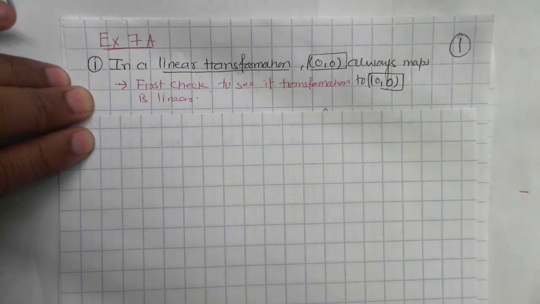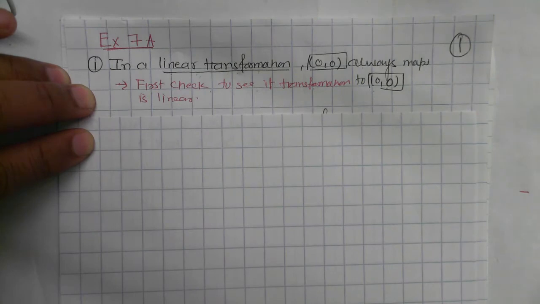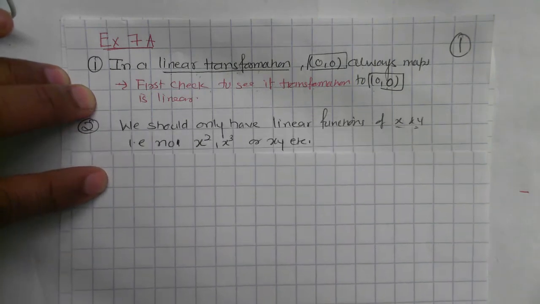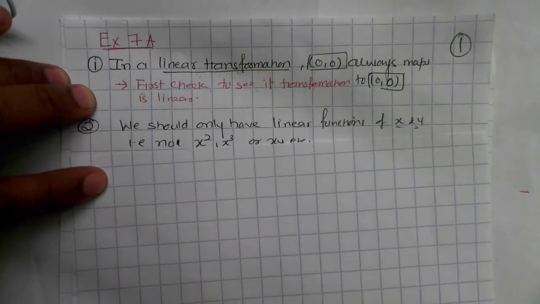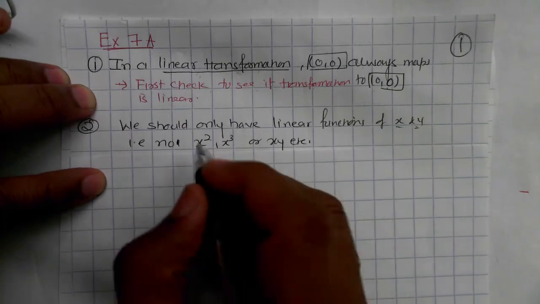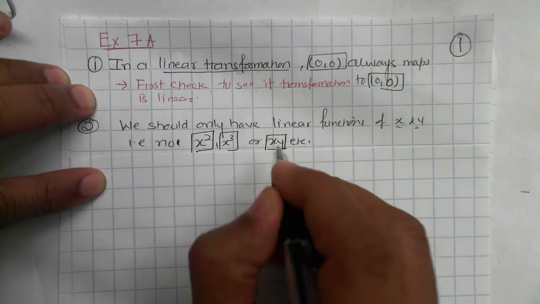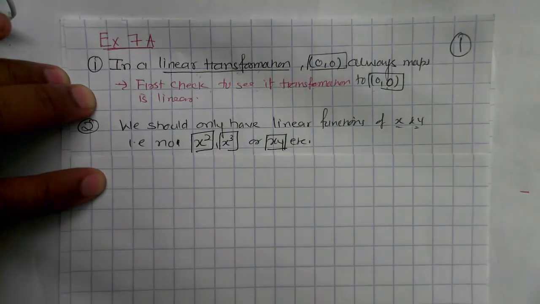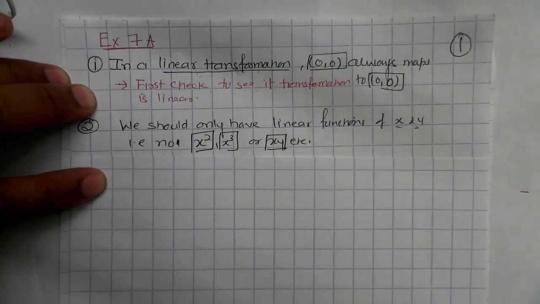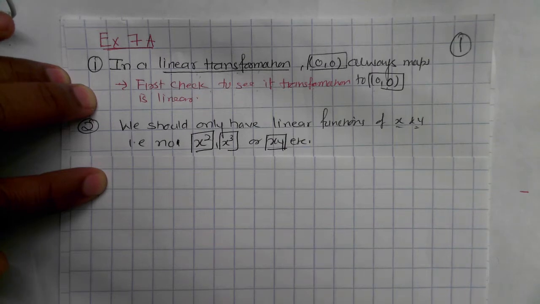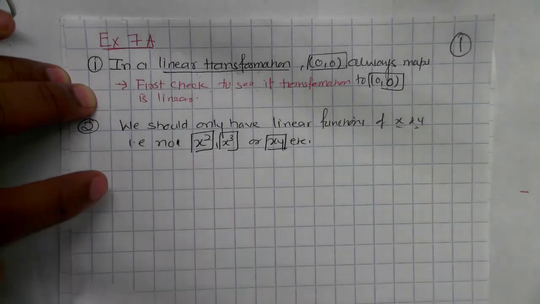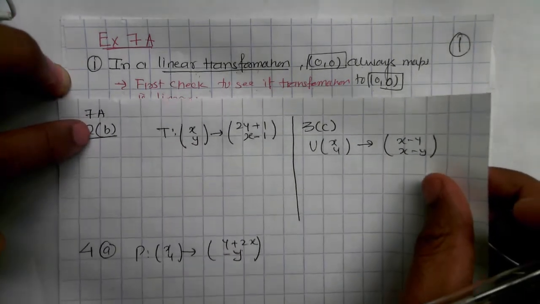Okay, the second check, guys: the word linear tells you we've got to have only the first degree of the variables. That means there should not be any x squares or x cubes or xy terms in it. So the first question we're going to be doing, we've got to identify which of the transformations are linear and which are not. And if transformations are linear, how do we work out the matrix for them? So we do a few questions in here, people.